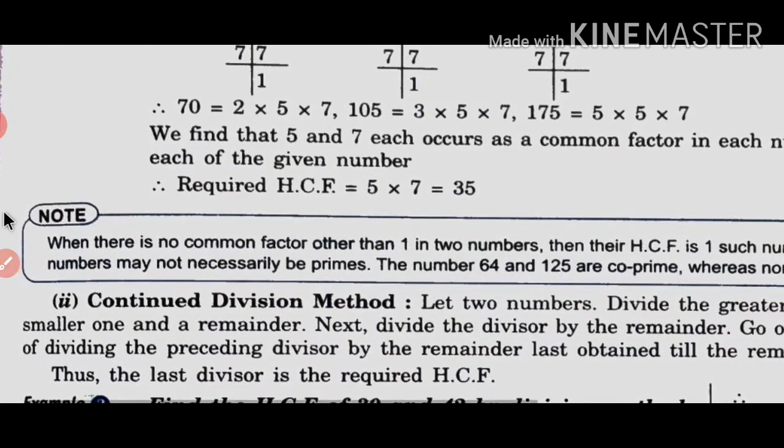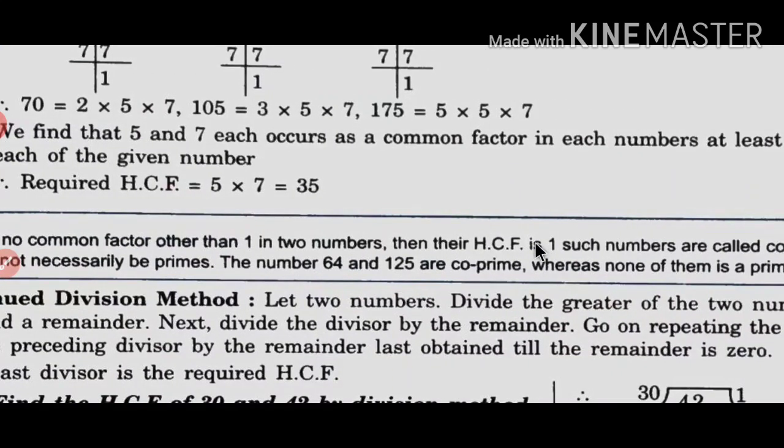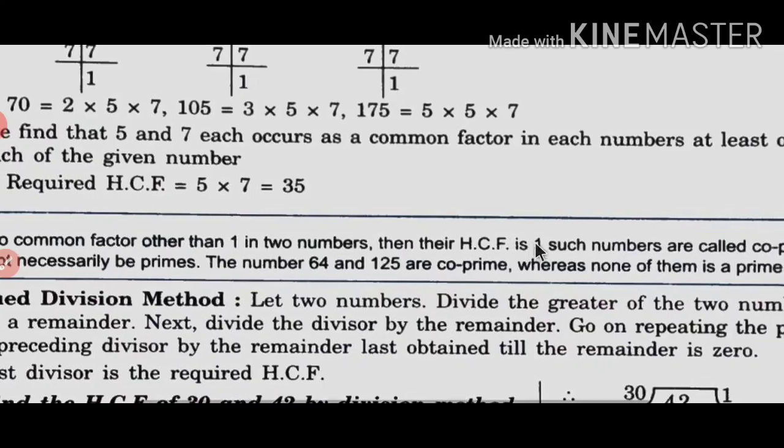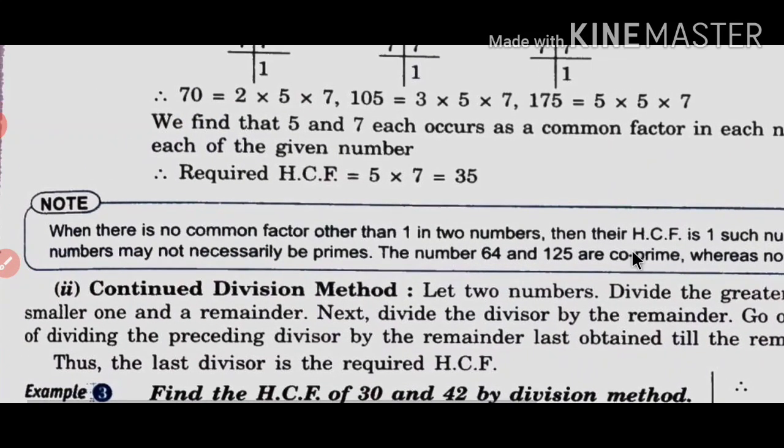Note, we can see that when there is no common factor other than 1 in 2 numbers, then their highest common factor is 1. If there is no common factor other than 1, then we can say directly that the HCF is 1 only. And such numbers are called co-prime numbers, which may not necessarily be prime.